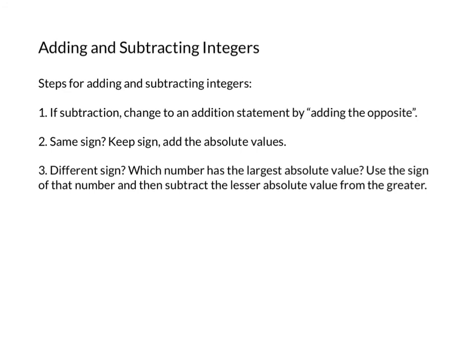Okay, so we've got our steps for adding and subtracting integers. The first step is, if you have subtraction, change it to an addition statement by adding the opposite. Once you've done that, you have an addition statement, and you can just use the rules that we came up with for same signs and for different signs. If you have the same sign, you just keep the sign and add your absolute values. If you have different signs, you use the sign from the number with the largest absolute value, and then you subtract the lesser absolute value from the greater. So let's do a few examples of this.